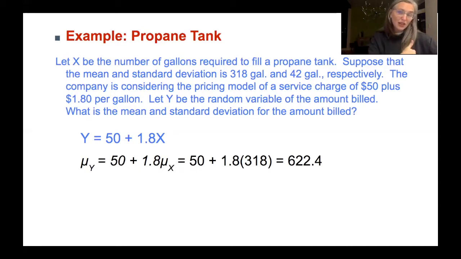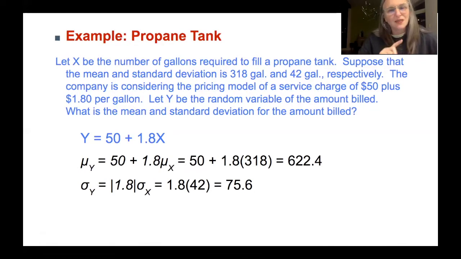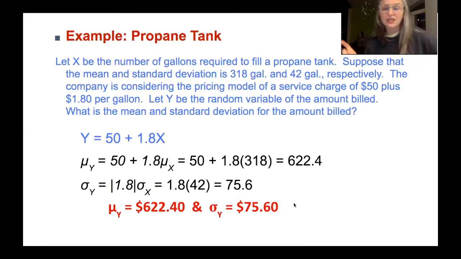My standard deviation though is not affected by an addition. It is not affected by addition or subtraction, right? Because the addition or subtraction is going to take that same shape and move it. But my multiplier is going to take that shape, spread it out, okay? So when I go here to find standard deviation, I multiply 1.8, or the absolute value of 1.8, because if it were negative, you wouldn't want to multiply by a negative here, times that standard deviation of 42, and that gives you 75.6. And then be specific. So my mean is now $622.40, and my standard deviation is $75, okay?